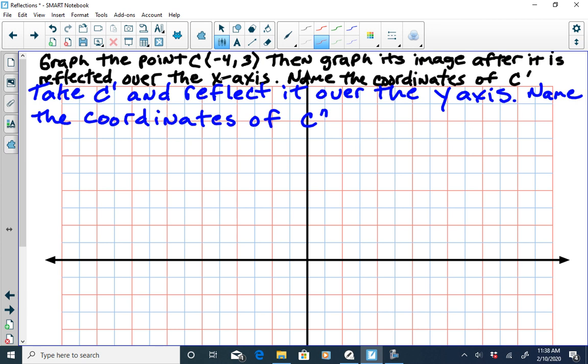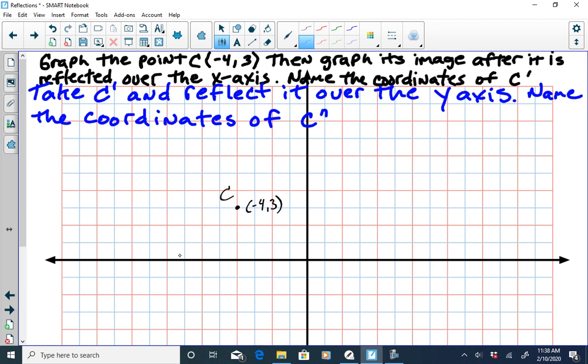Graph the point -4, 3, then graph its image after it's reflected over the x-axis. Name the coordinates of C prime. Then we want to take C prime and reflect it over the y-axis. Name the coordinates of C double prime. Okay, let's do this one step at a time. Let's graph point C at -4, 3. So here's -4, 3. That's point C. We want to then graph its image after it's reflected over the x-axis.